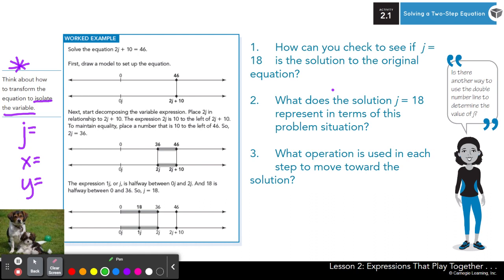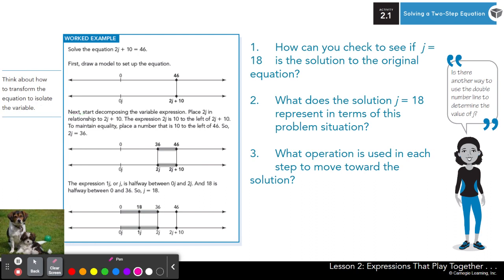So at this time, either on your own or with a partner, I do not advise groups, you're going to look at this worked example to see what they did first, what they did next, and how they got their solution. Set a timer for about 4 to 5 minutes and come back when you are done working. Pause here.